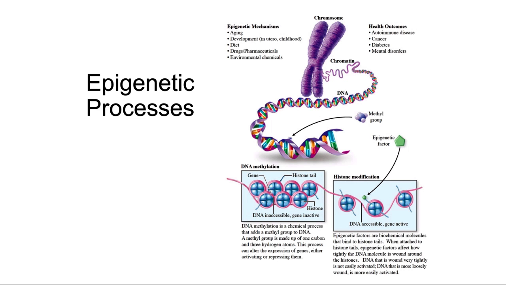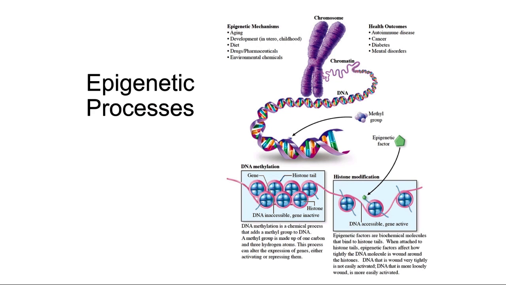So let's walk through this. Up here on the top, we have some epigenetic mechanisms that include things like aging, development, diet, drugs and pharmaceuticals, environmental chemicals. We'll also talk about things like exercise, sleep, stress as being epigenetic mechanisms. Now, what might happen because of those mechanisms could be an autoimmune disease, cancer, diabetes, different mental disorders, depression, schizophrenia, etc. So there are two processes we should think about or try to at least understand the basis of that are epigenetic processes: DNA methylation and histone modification. We'll start with DNA methylation.